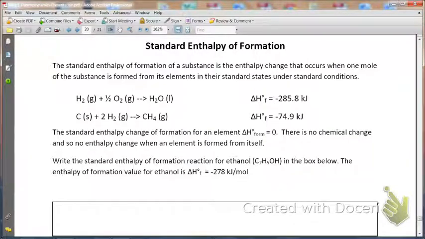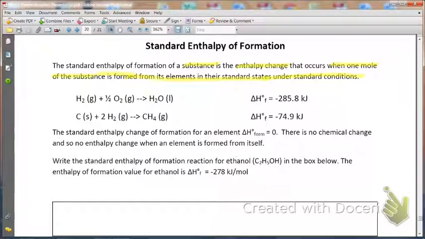So let's get started. First of all, let's define what standard enthalpy of formation is. The standard enthalpy of formation of a substance is the enthalpy change that occurs when 1 mole of the substance is formed from its elements in their standard states under standard conditions.